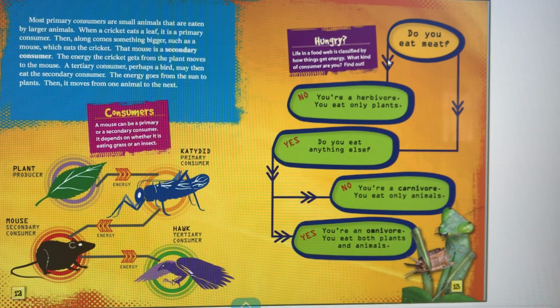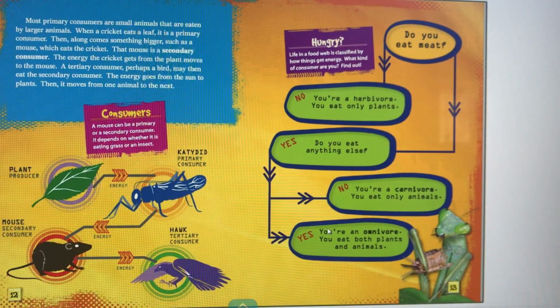Do you eat meat? No. You're a herbivore. You eat only plants. Do you eat meat? Yes. Do you eat anything else? No. You're a carnivore. You only eat animals. But if you eat meat and you eat other things, you are an omnivore. You eat both plants and animals.